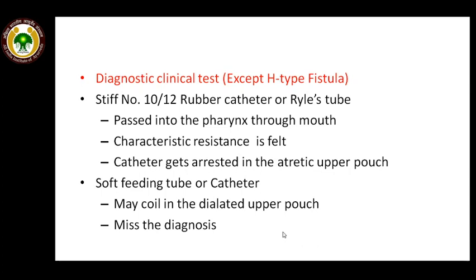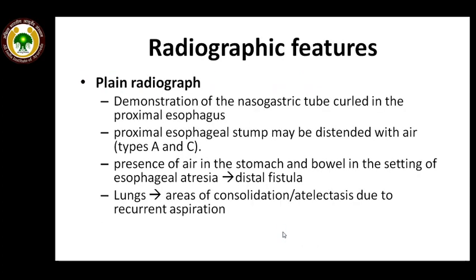Apart from this, a lateral chest X-ray with the catheter in place will also give an idea of the gap between the upper and the lower pouches. So this is a diagnostic clinical test. Apart from this, usually radiography or X-ray is used to diagnose esophageal atresia or tracheoesophageal fistula. So the first is plain radiograph.